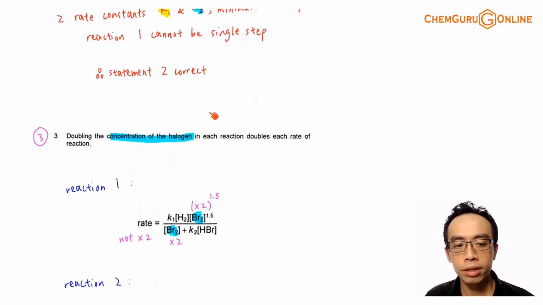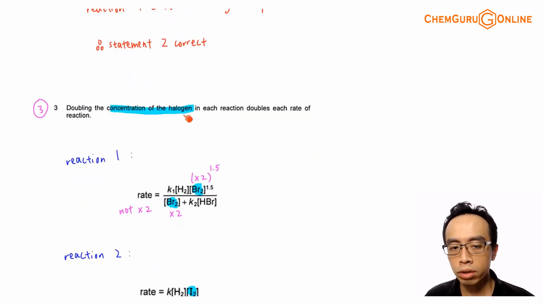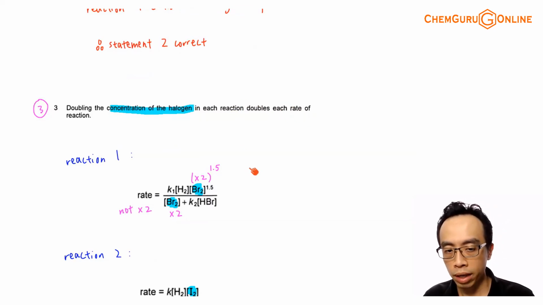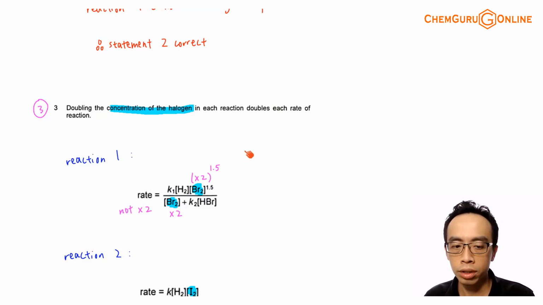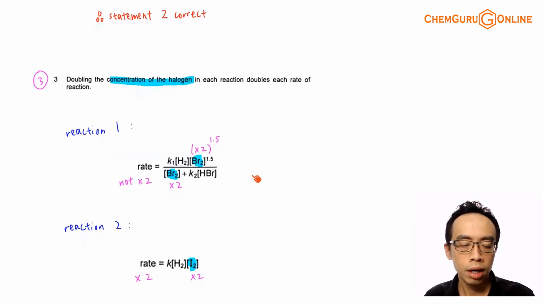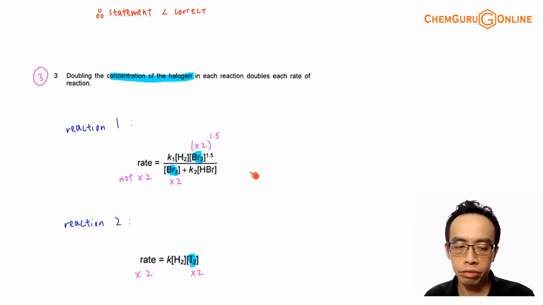Now finally, let us consider statement number 3. Doubling the concentration of the halogen in each reaction will double each rate of the reaction. Again, what we can do is we can just apply and substitute the change in the concentration of the halogen into each rate equation. Then we figure out what will happen to the rate of the reaction.